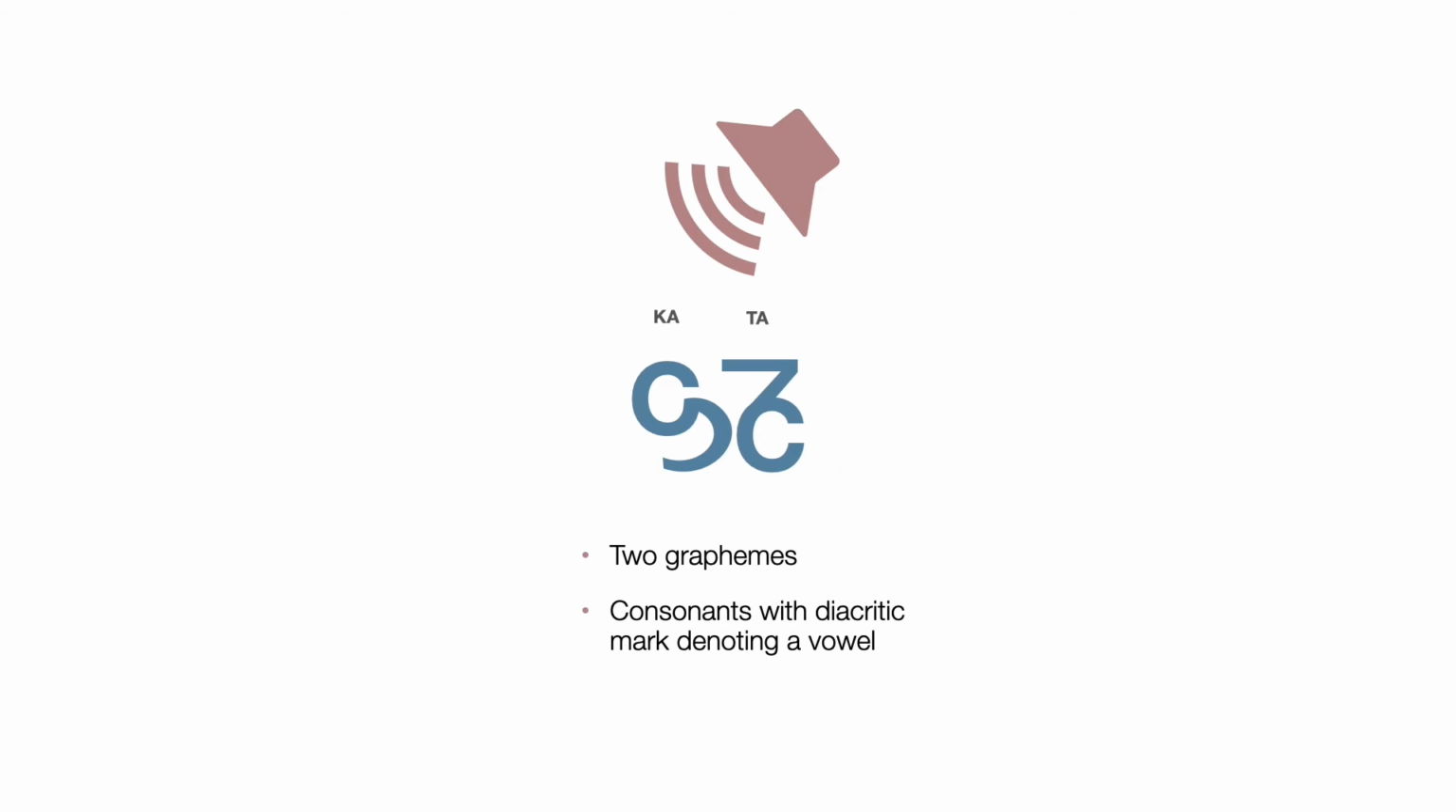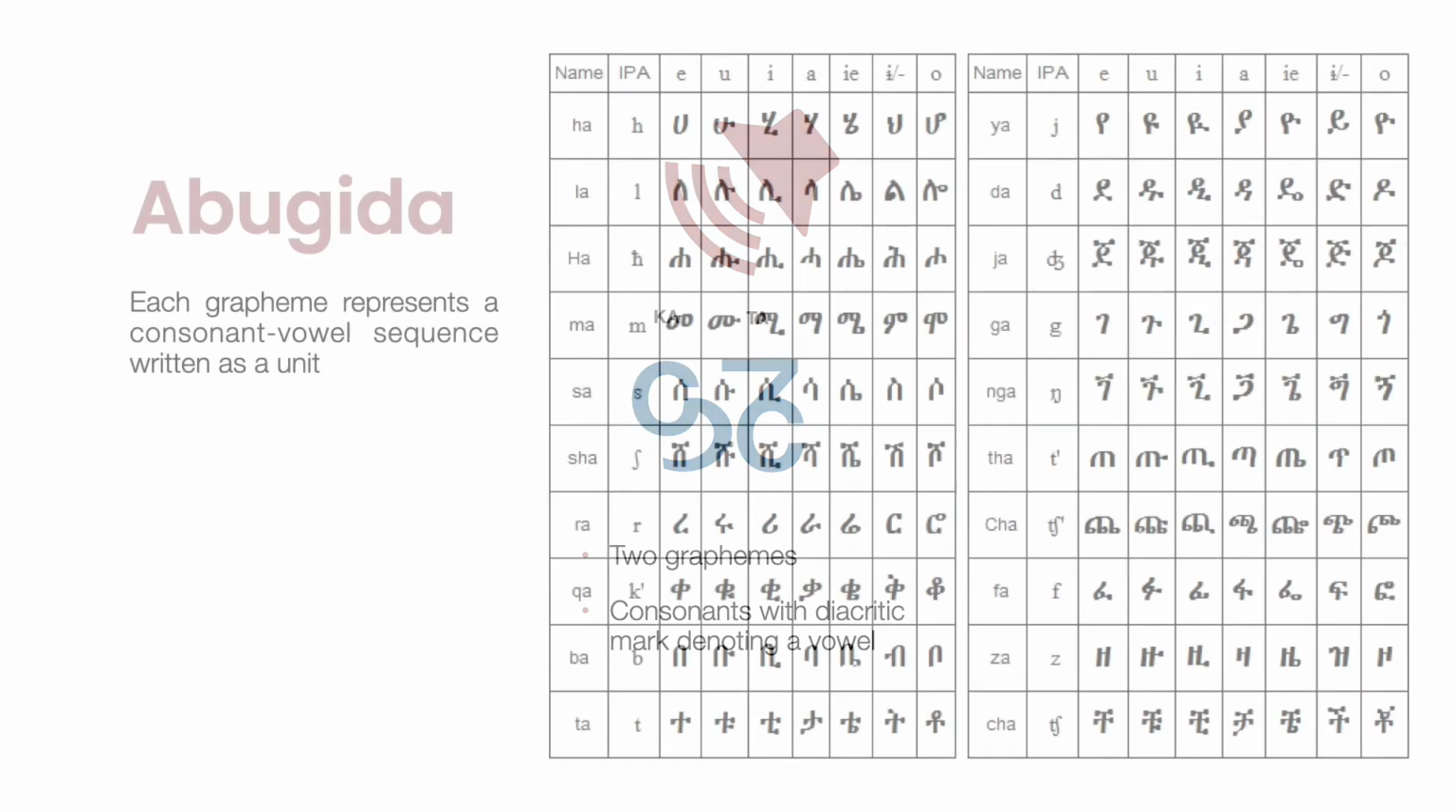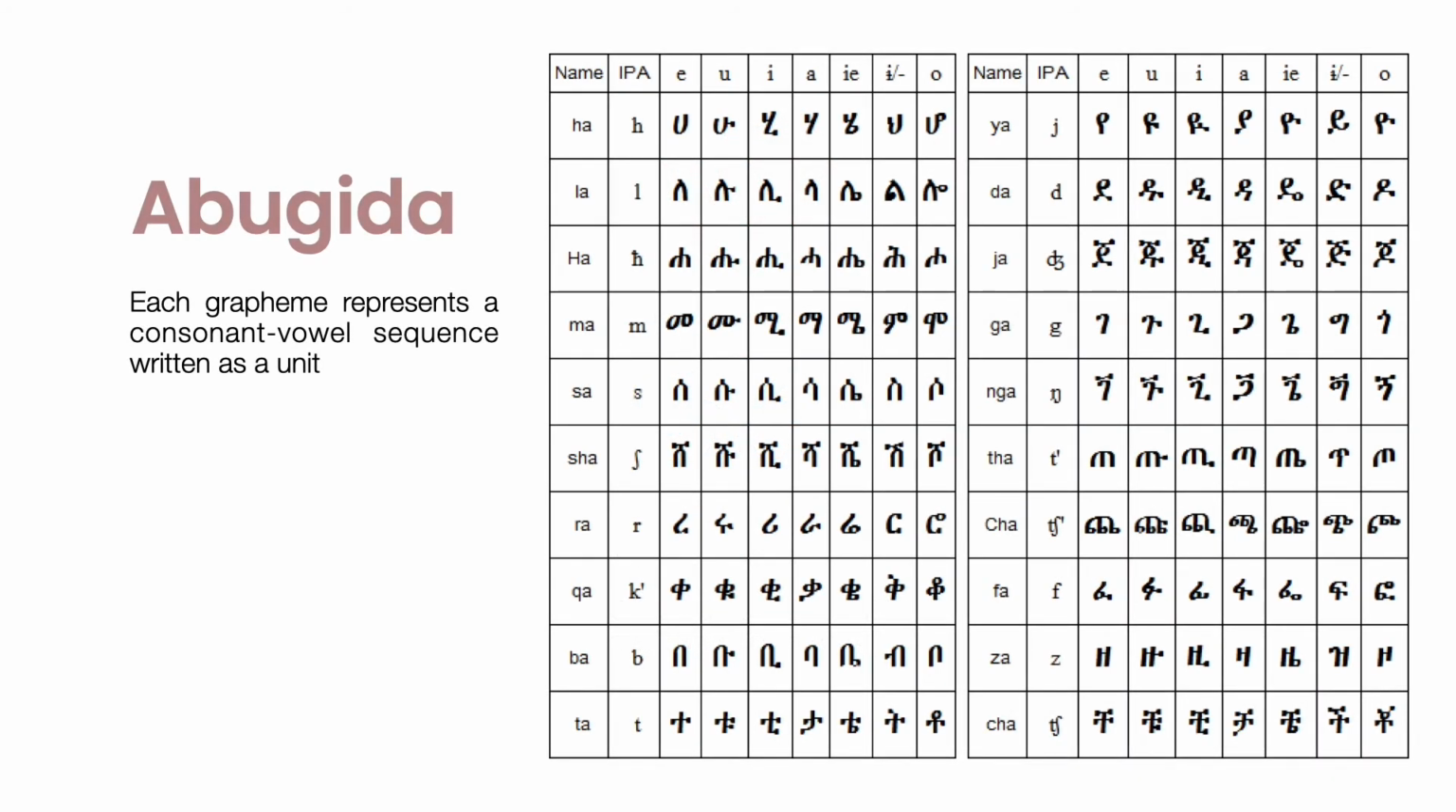Falling in between the alphabetic and the syllabic writing system is the abugida. With abugida writing systems, consonant-vowel sequences are written as a unit. Each unit is based on a consonant letter. Vowel notation is secondary. Examples of these writing systems are Gujarati and Sanskrit from India and Ge'ez from Ethiopia.